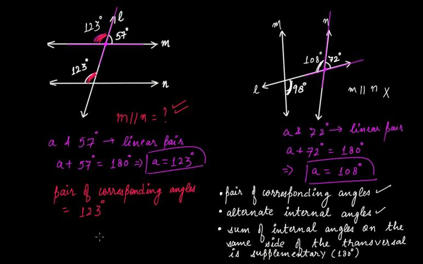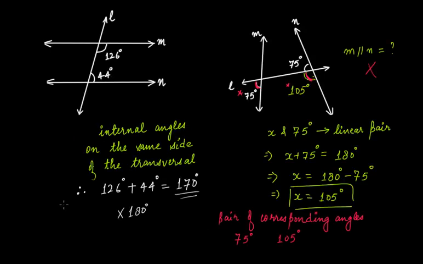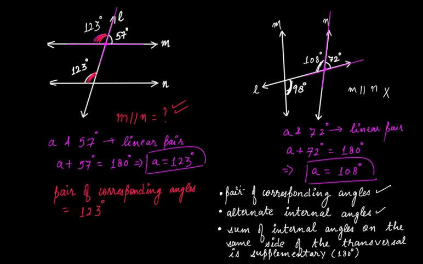Like in this case, we saw, right? Here we proved that the sum of internal angles on the same side of the transversal is not equal to 180 degree. So if any one of these 3 points is satisfied, then you will say that yes, lines are parallel. If not satisfied, then they are not parallel.